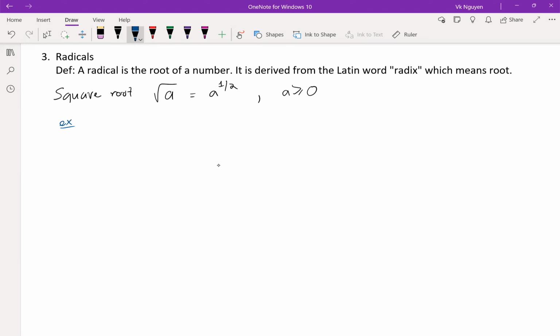Let's take a look at a few examples. Example, square root of 4. This one would be 2, because we can square both sides to undo the square root. And when we do that, well, we get 4 equals 4. Check.